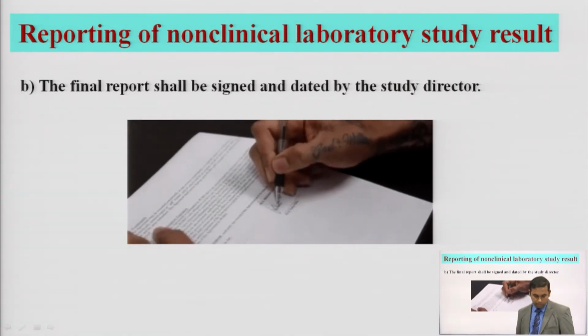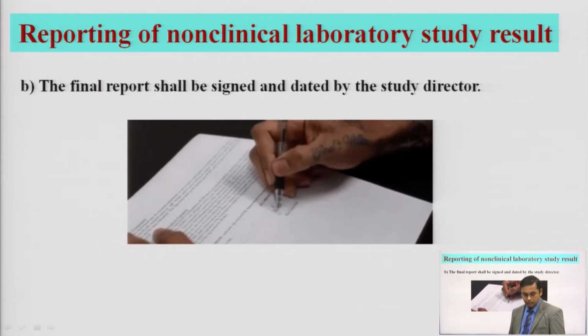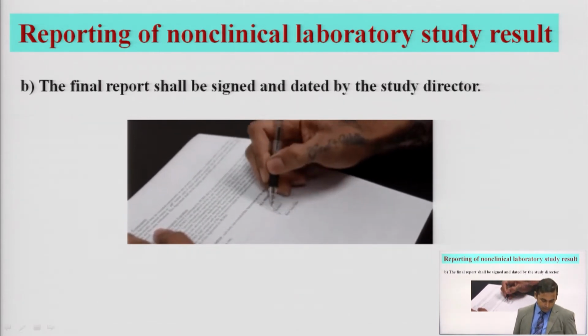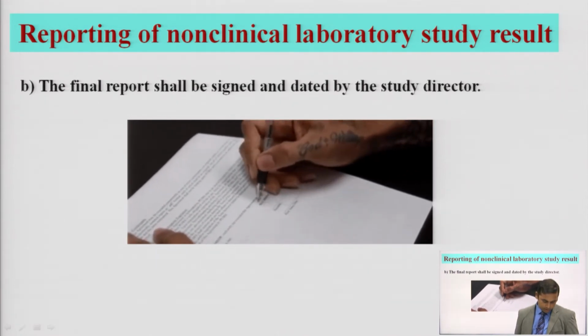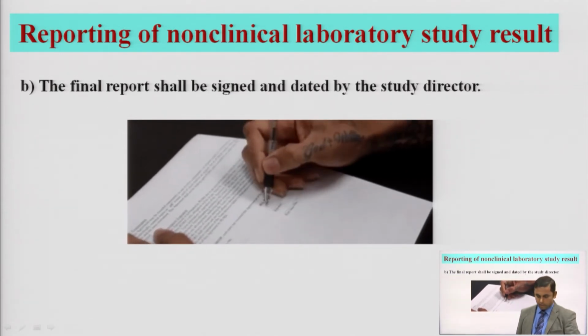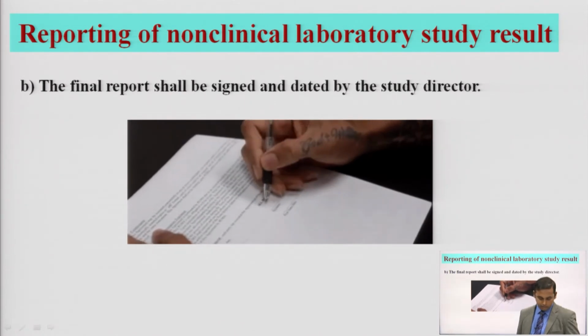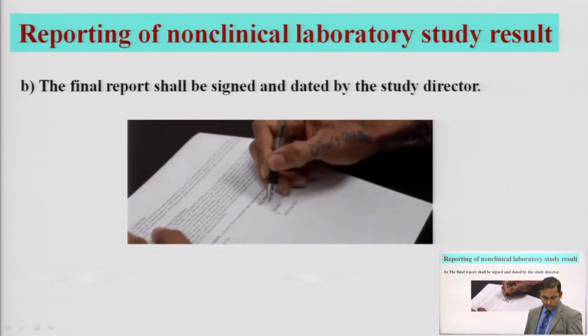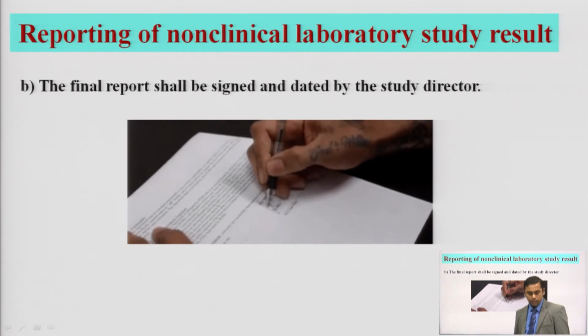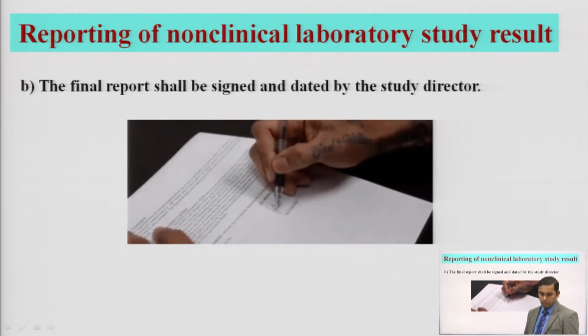Ultimately, the final report will be signed by the study director, because the study director will be observing and analyzing all the various aspects, whether any mistakes happened or not. After analyzing everything, the study director will give the signature, and with his signature it is regarded as completed, and we are ready to submit. Now, after submission, if any mistake or mishap is observed, then it will be evaluated again.